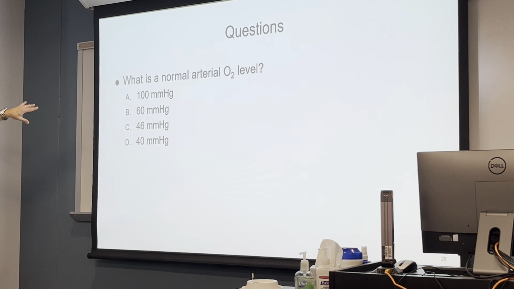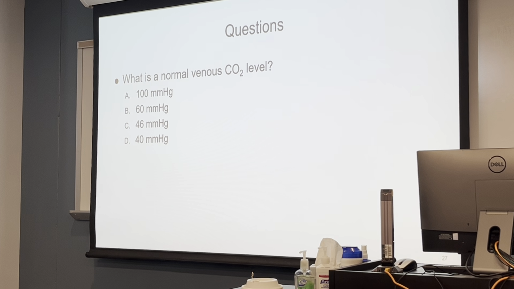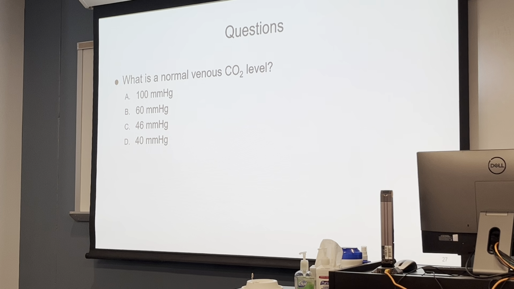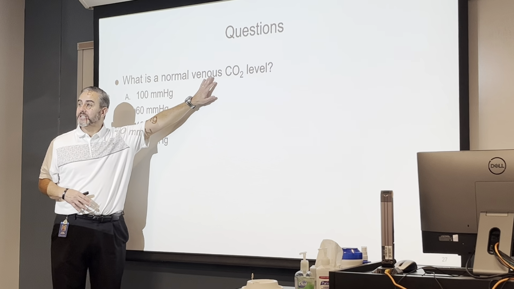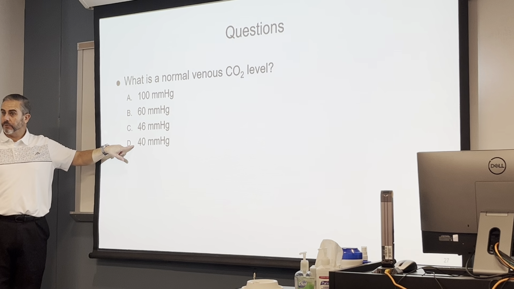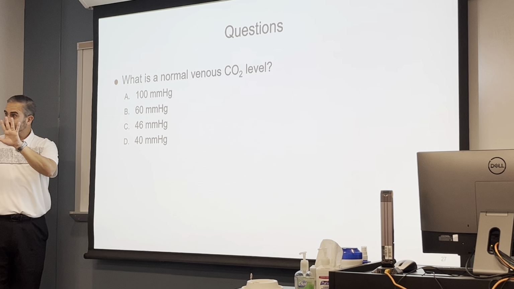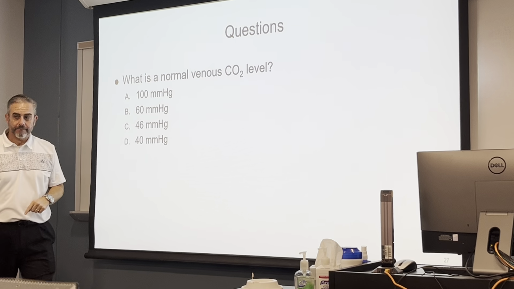Another question, this is my last question. What is the normal venous CO2 level? Is it 100, is it 60, is it 46, is it 40? You're at 46? It is 46. 46 is correct. On the arterial side, to change up the question, CO2 is about 40. Venous side 46, remember? Difference in CO2 was about 6, where the difference in O2 was about 60. Okay? Questions?